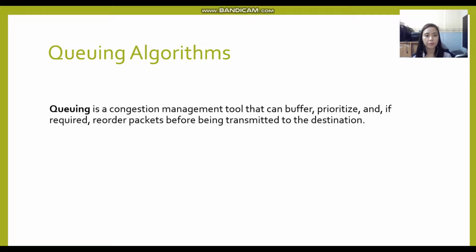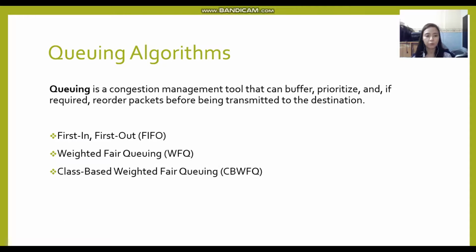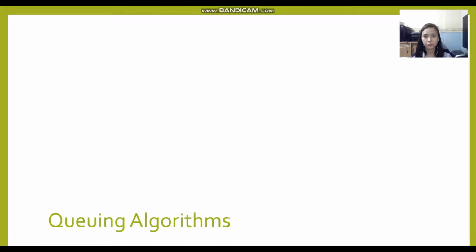Queuing algorithms. Queuing is a congestion management tool that can buffer, prioritize, and if required, reorder packets before being transmitted to the destination. The first in, first out, or FIFO. The weighted fair queuing, or WFQ. The class-based weighted fair queuing, or CBWFQ. The low latency queuing, or LLQ.